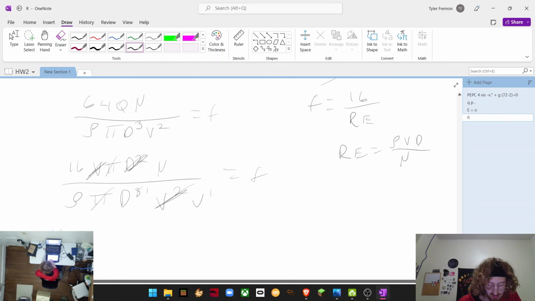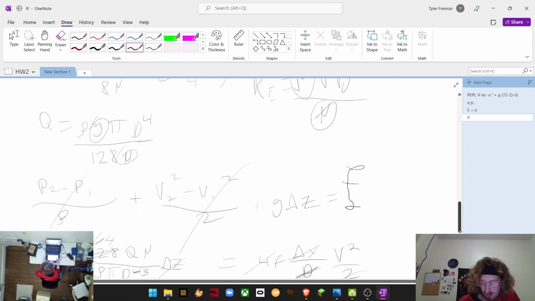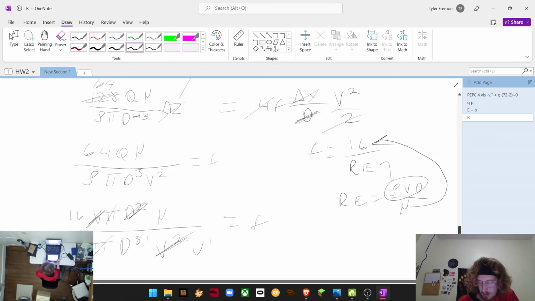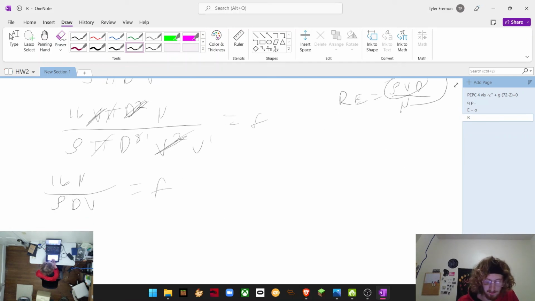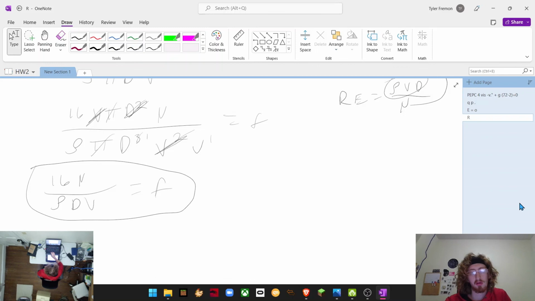Let's rewrite this. We have 16 mu over rho d v, and that's actually equal to 16 over our Reynolds number, because when we divide 16 by our Reynolds number, rho v d over mu, the mu will move up to the top, and then this will move down to the bottom. So there we go. There's the proof that for laminar flow, the Fanning friction factor is 16 over our Reynolds number.